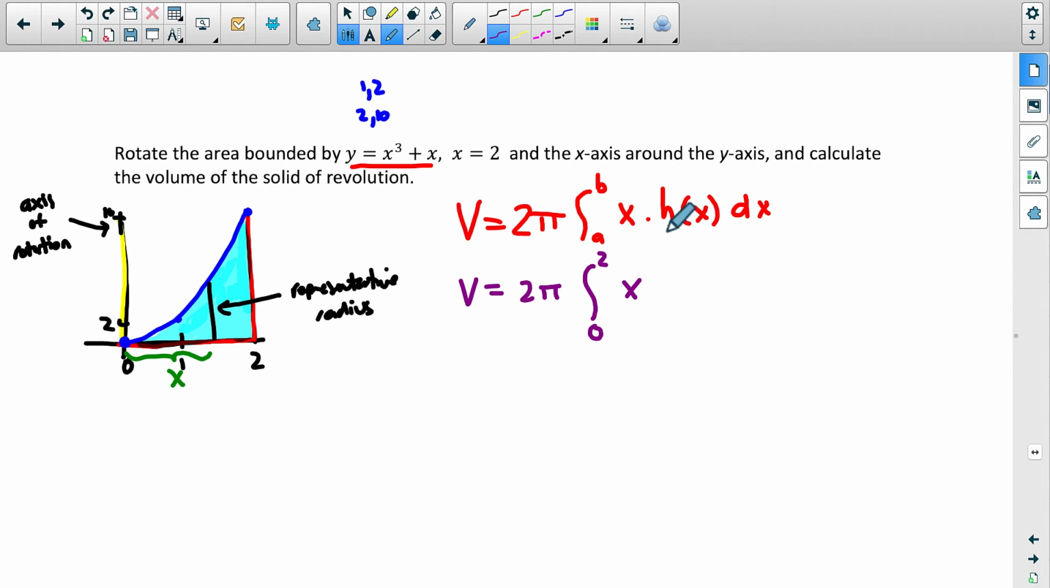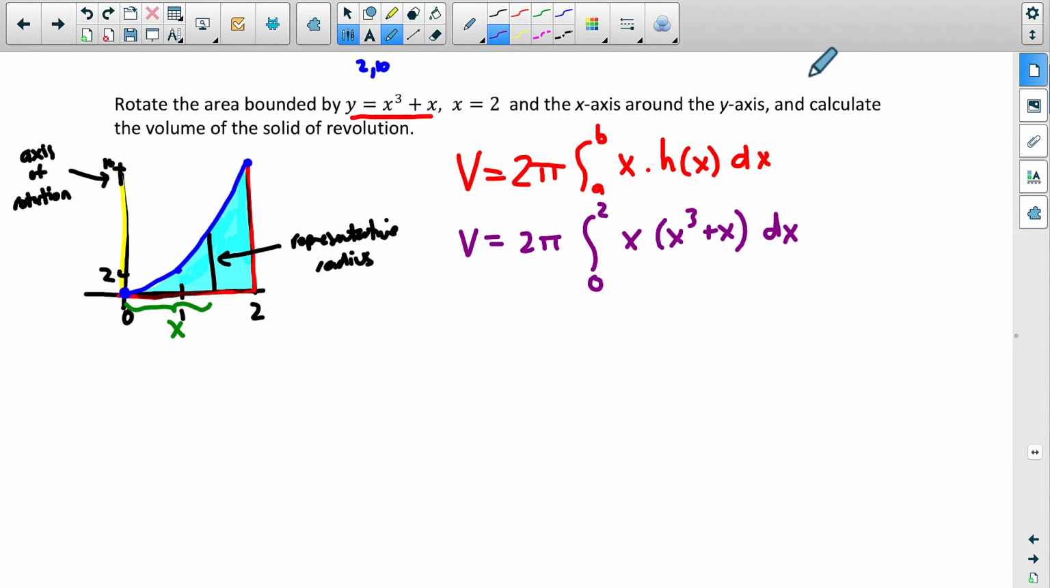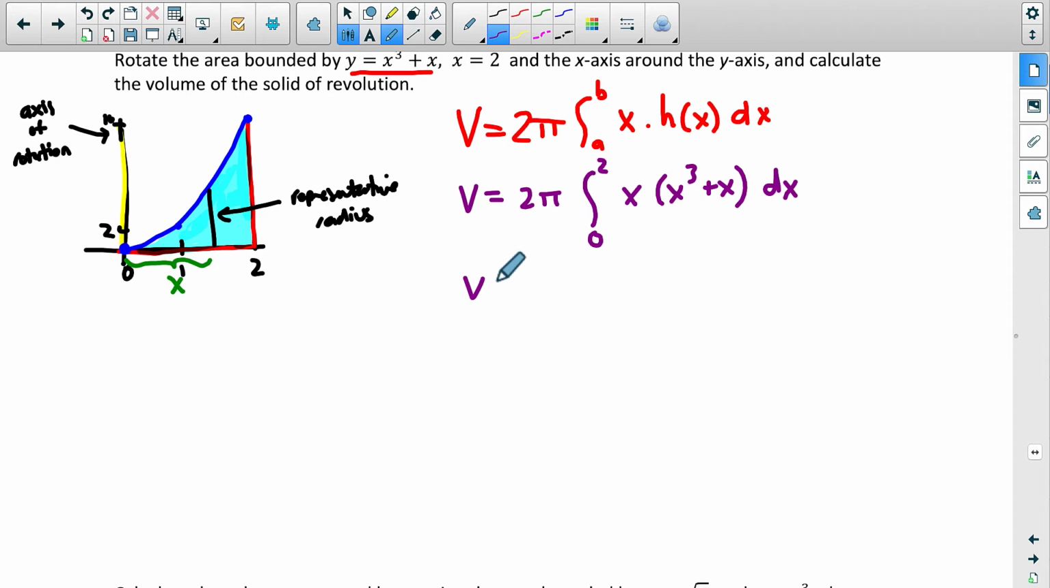Okay, now, h of x. We need a function that describes the length of the representative radius. Well, the length of the representative radius is always just equal to whatever your output value is of this function right here. The underlined one right there, the x cubed plus x. So that is your h of x, x cubed plus x. And this is in terms of x. We're going to integrate. Okay? Hard part's over. Figured out what numbers to input. Now we just do this.